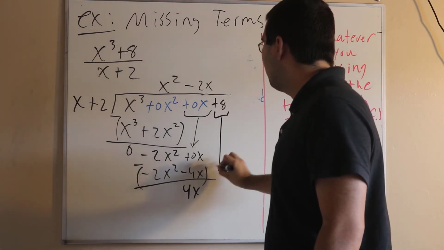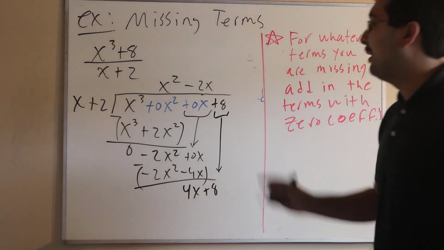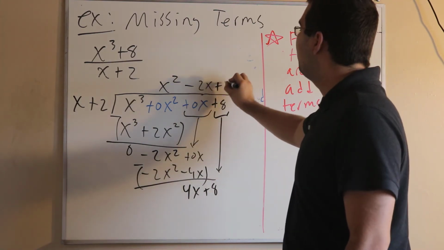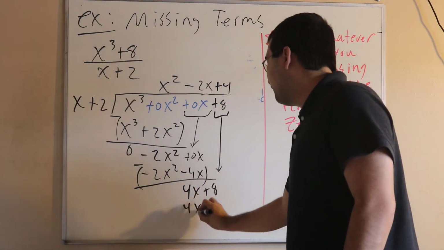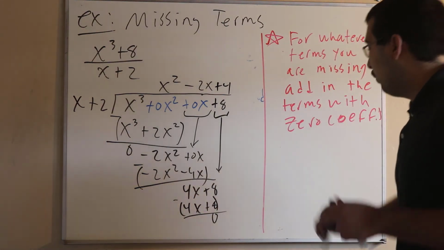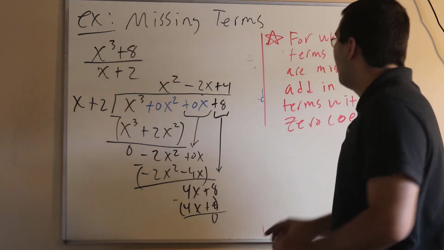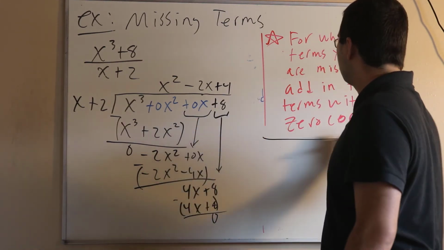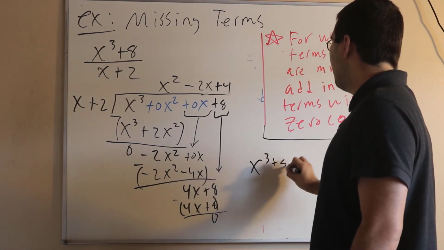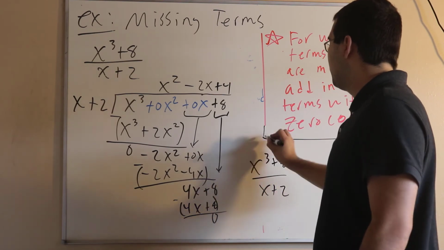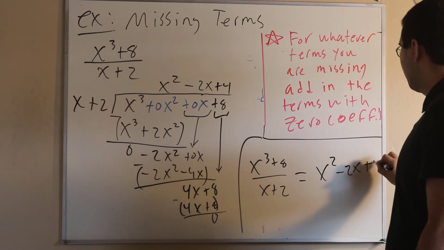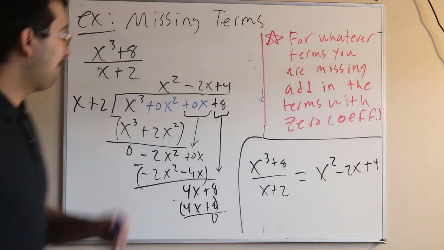I bring down the next term, plus 8. And then I want to match 4x and x, so I'm going to multiply by 4, so I have plus 4 up there, and I get 4x plus 8. Subtract these, and I get 0. Wonderful. So, my final answer is that x cubed plus 8 divided by x plus 2 equals x squared minus 2x plus 4. There we are.